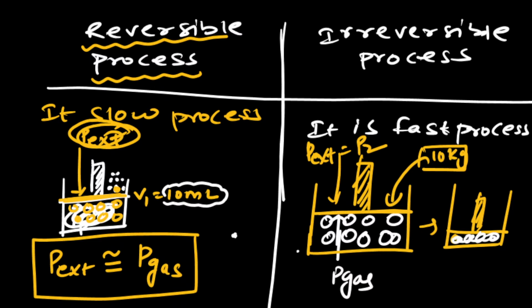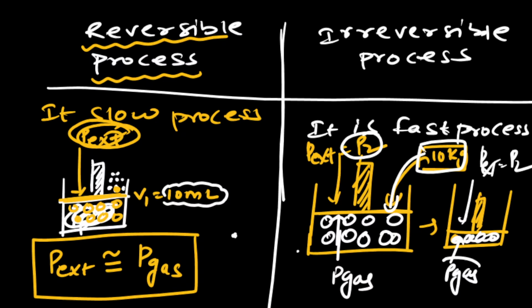When the gas piston has come and stopped here, how has the system changed its volume? Now my question is, when I dropped the 10 kg of mass onto this, what happened? If this P external pressure and P gas pressure are the same, the piston will not move. Will the piston move? No. When I dropped this 10 kg of mass onto the system, this P external pressure is constant.